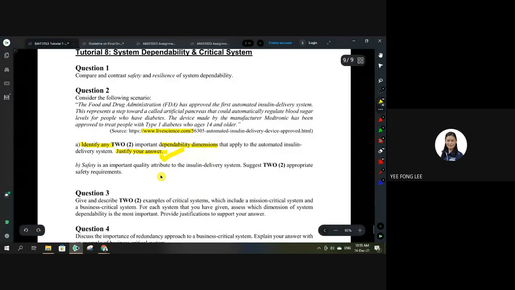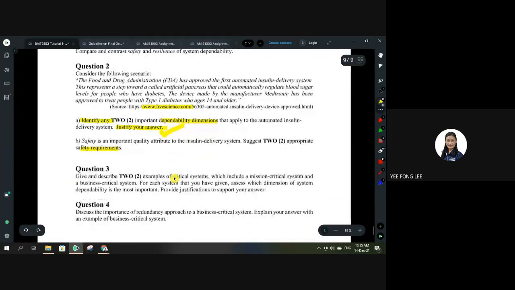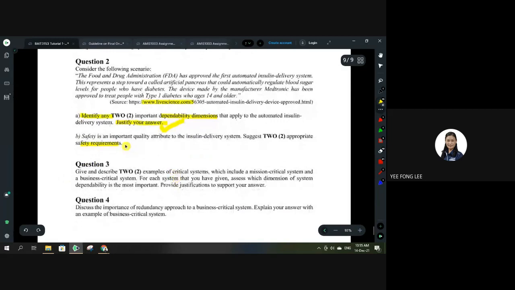Question 2B, 2 appropriate safety requirements. By the time, you need to go and find out what this insulin delivery system is. Please go and find out extra information on this. Go into detail, understand, then only can you think of what requirements you can suggest here.